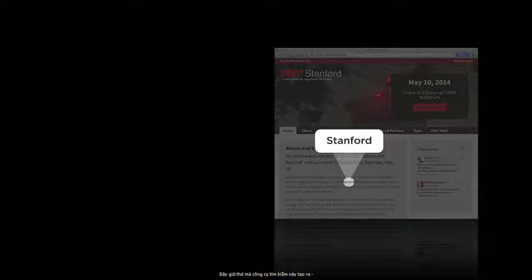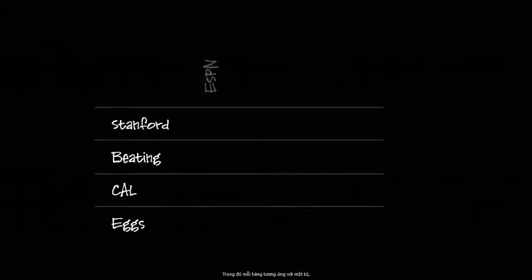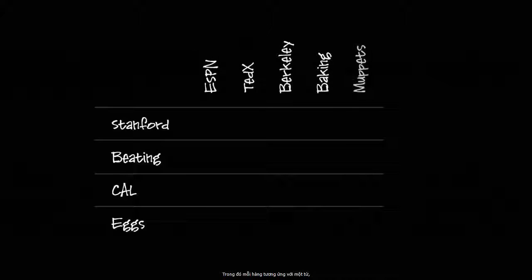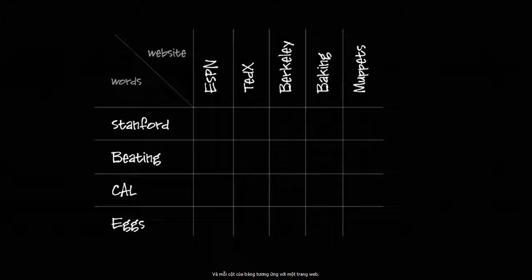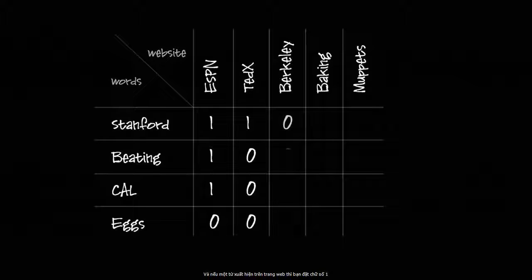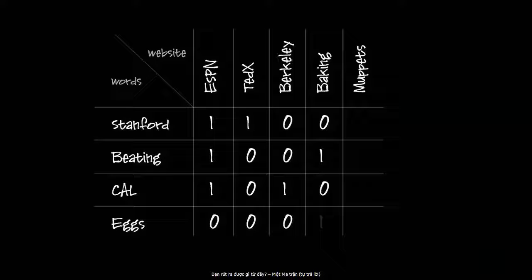Now, what a search engine does, it creates a beautiful table where each row of the table corresponds to a word, and each column of the table corresponds to a web page. And if a word occurs in the web page, then you put a little 1. And if it doesn't, you put a 0. And what do you get out of this? A matrix. Now, in reality, these matrices are billions of web pages long and millions of words deep.